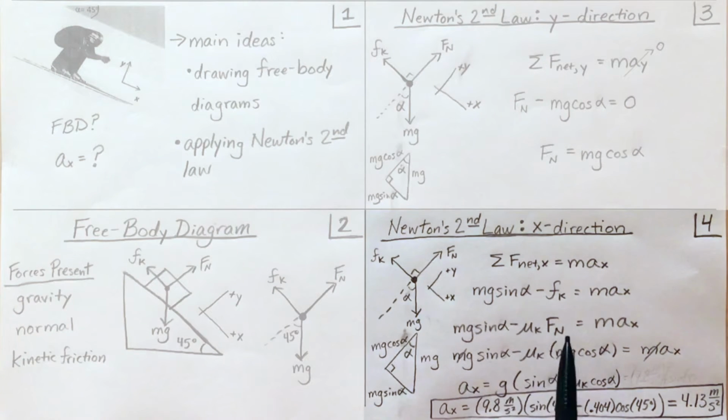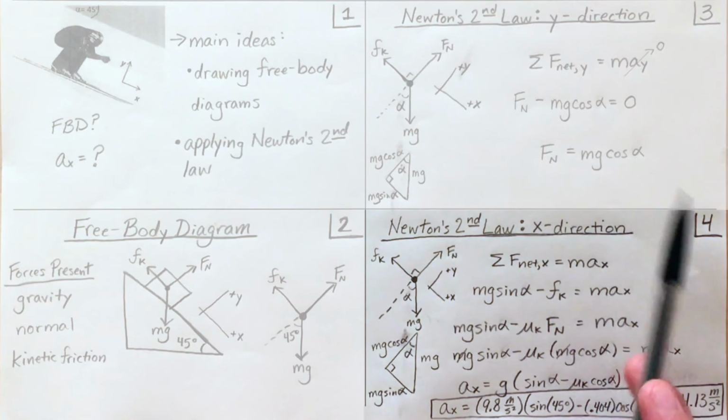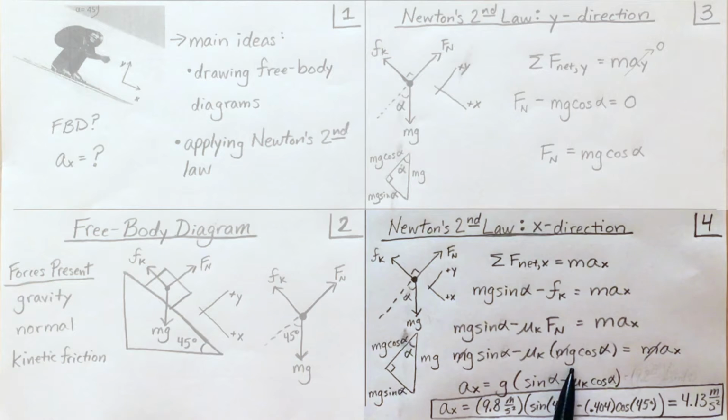In the next step, we substitute in the definition of kinetic friction, which is the coefficient of kinetic friction times the normal force. Then, because we have found an expression for the normal force previously, we substitute that into our equation and simplify so the masses all cancel, and we can then solve this equation for the x acceleration and arrive at this expression here involving the acceleration due to gravity, the angle of the slope, and the coefficient of kinetic friction. We then substitute in the numbers given in the problem statement and evaluate to find that the skier's acceleration down the slope is 4.13 meters per second squared.